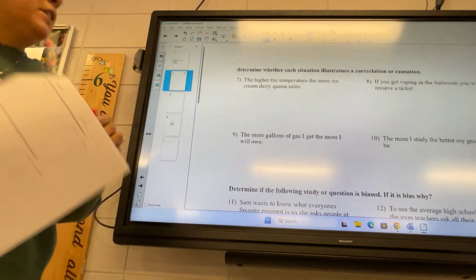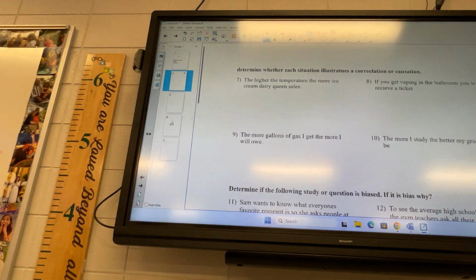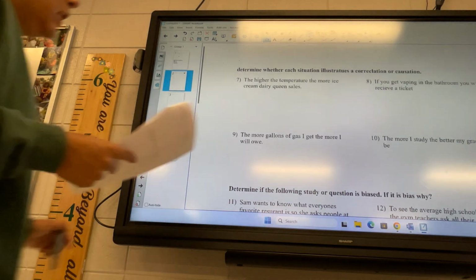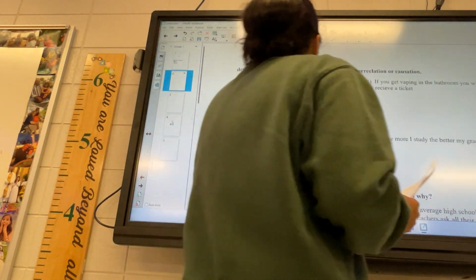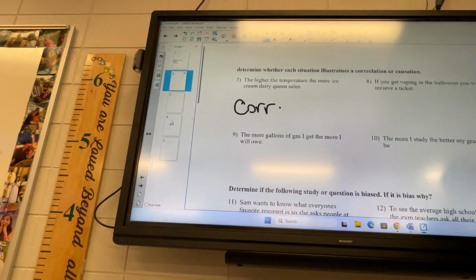Okay, look at number 7. The higher the temperature, the more ice cream Dairy Queen sells. Is that correlation or causation? It is correlation. Okay? They are related, typically, right? Do you think Dairy Queen sells more ice cream in the summer or the winter? Summer. Probably the summer. Okay, but is that a guarantee? No. Okay? So it's a correlation.